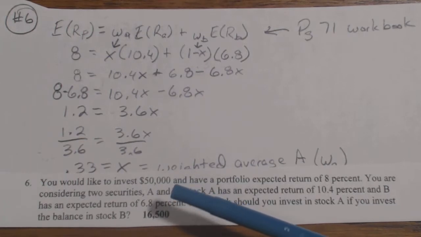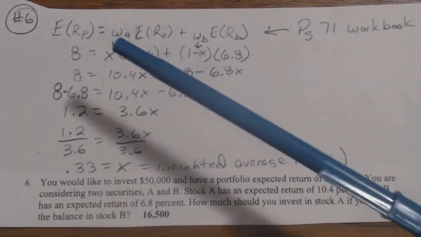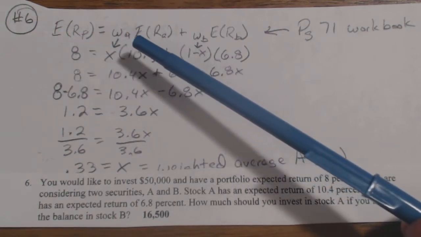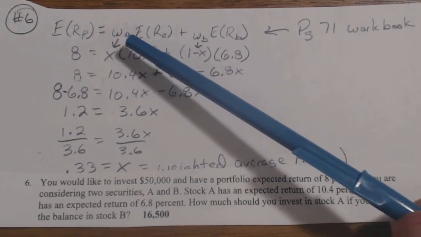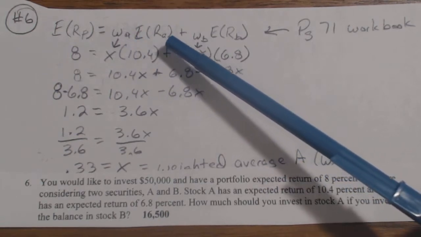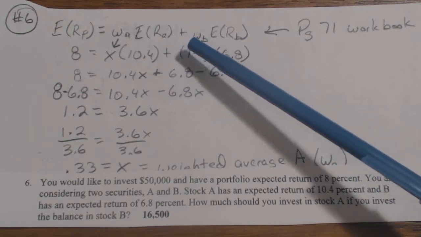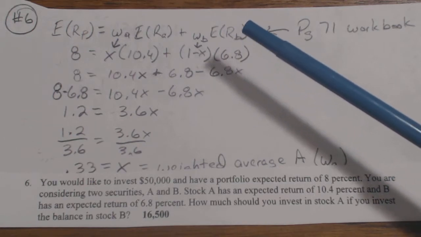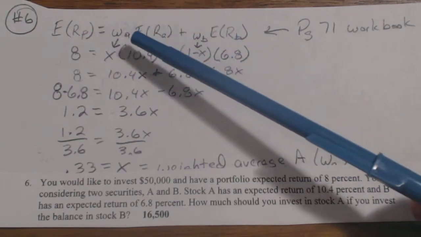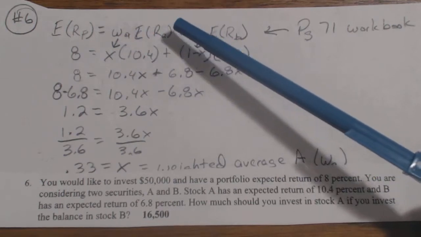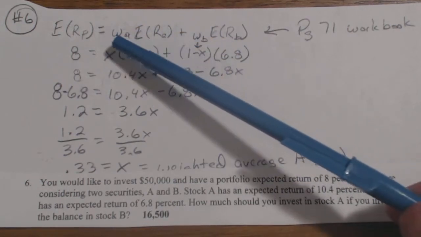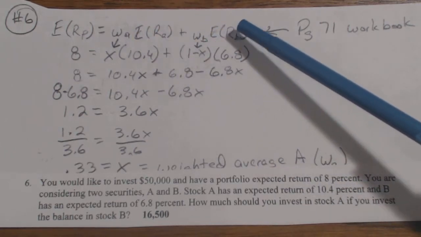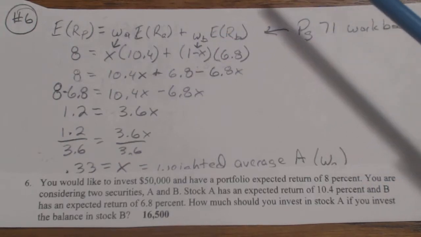Okay, so it's the same basic formula, just it's on page 71 of your workbook. Expected return of the portfolio equals the weighted average of A, they use A in this case, times the expected return of stock A plus the weighted return of B times the expected return for stock B. So before it was just weighted average of 1 times the return of 1, or weighted average of A times the return of A. Now it's the weighted average of A times the expected return of A plus the weighted average of B times the expected return of B.